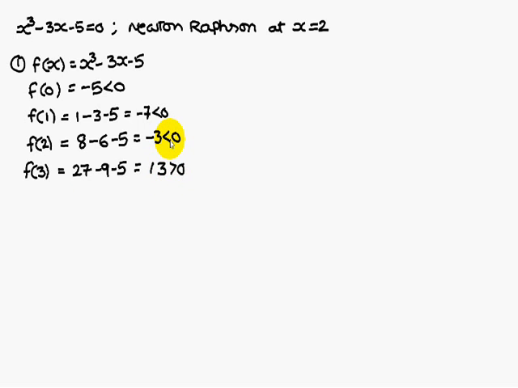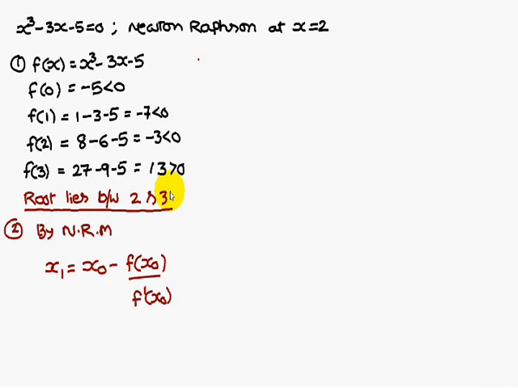Therefore, always root lies between two consecutive opposite signs. F of 2 is a negative value, f of 3 is a positive value. Therefore, root lies between 2 and 3. Okay, by Newton-Raphson method, x1 is x0 minus f of x0 by f dash of x0. This is the formula. Therefore, x0 startup value he has given as 2.